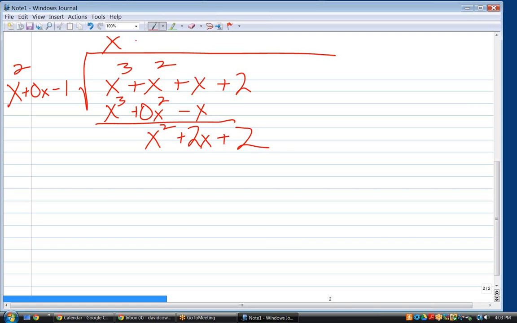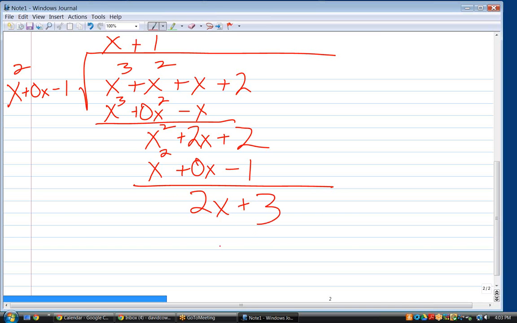All right. So it should be plus 1. Okay. So it'd be 2x plus 3. That's your remainder. So if I wanted to represent the answer, it would be x plus 1 plus (2x plus 3) divided by (x squared minus 1). All right. In other words, that remainder is technically always divided by the divisor.